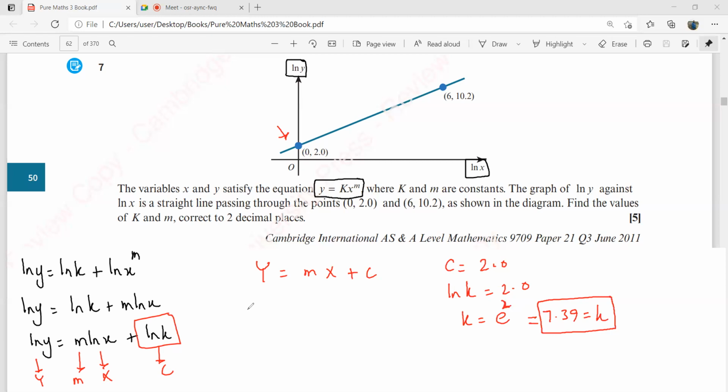So that is not a big deal here. The gradient is going to be 10.2 minus 2.0 over 6 minus 0. That is 8.2 over 6. So what is this correct to 2 decimal places? 1.37. So what was difficult in this one? No, sir, I was inserting the values wrong, the x and y axis.